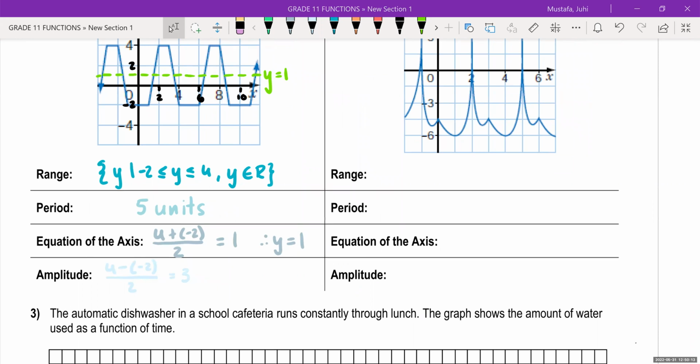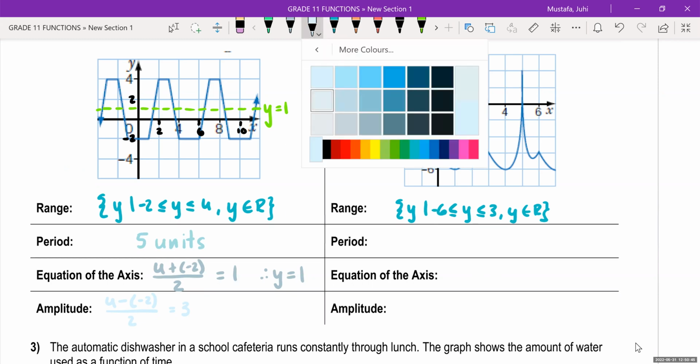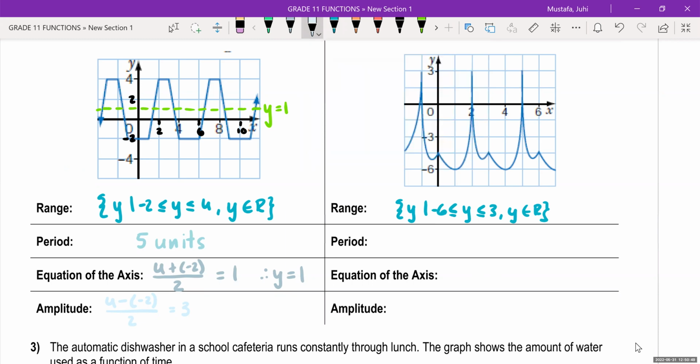Okay, and I guess I'll start by writing out my answers. So between 3 and -6. So it's going to be -6 and 3. Okay, and then the next one, oh no, I can't remember what color I used. This one? Let's try that. And then the 2 is going to be from the maximum, which is 3 to -6. So it's going to be 3 plus -6 divided by 2, which is just going to be -3/2. So therefore, our equation of axis is at -1.5.